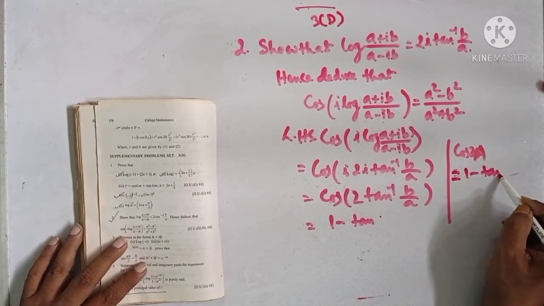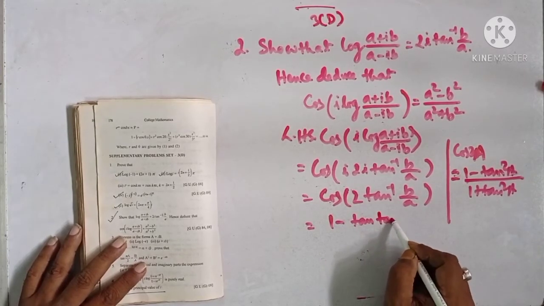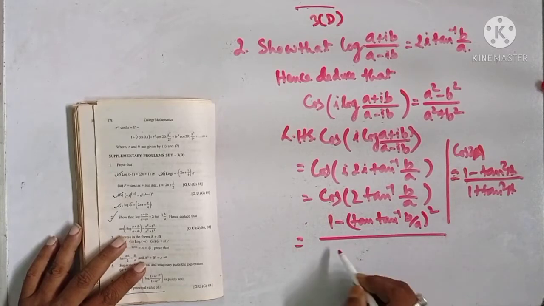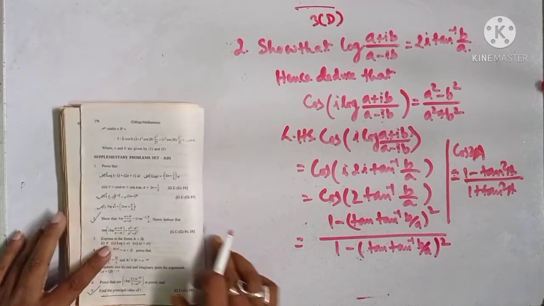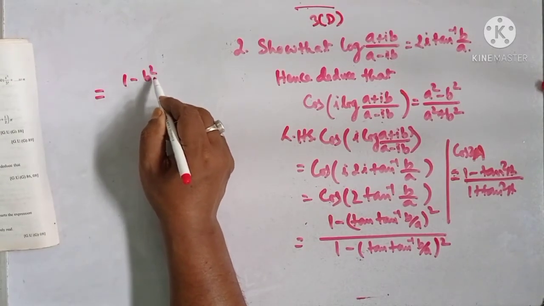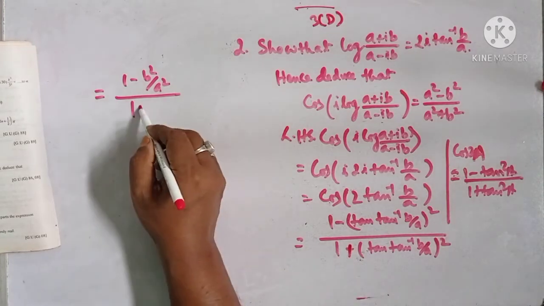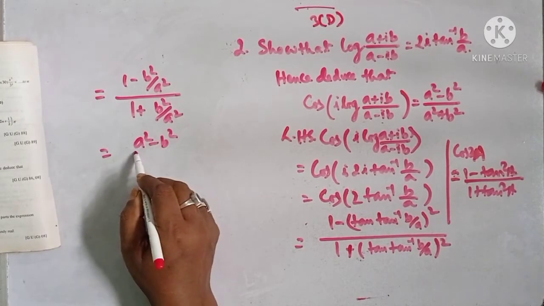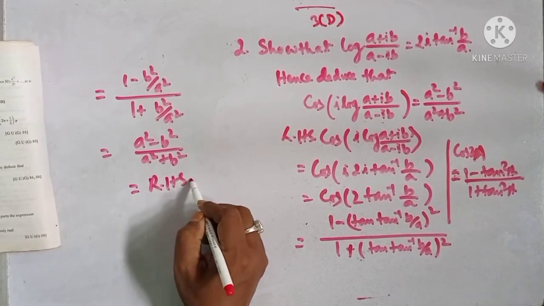The formula is (1 minus tan square a) by (1 plus tan square a). So this is (1 minus tan inverse b by a the whole square) by (1 plus tan inverse b by a the whole square). So this will be equal to 1 minus b square by a square by 1 plus b square by a square. So this will be (a square minus b square) by (a square plus b square). Right hand side, this is proved.